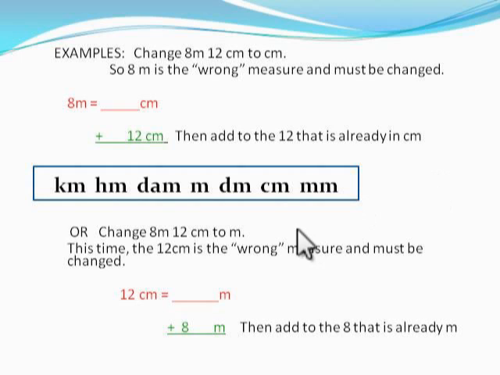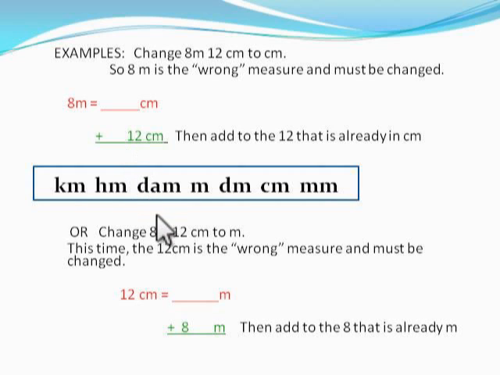So to go from meter to centimeter, we're going 2 places over. So that's 10, 100. We're going to use the number 100. We're going to multiply because we're going from something larger, meter, to something smaller, centimeter. And we would take 8 times 100. That would be 800. We would then add it to the 12 that's already there, and we would get an answer of 812 centimeters. 800 plus 12, 812.